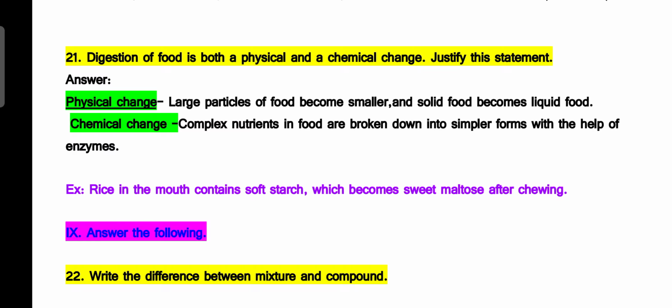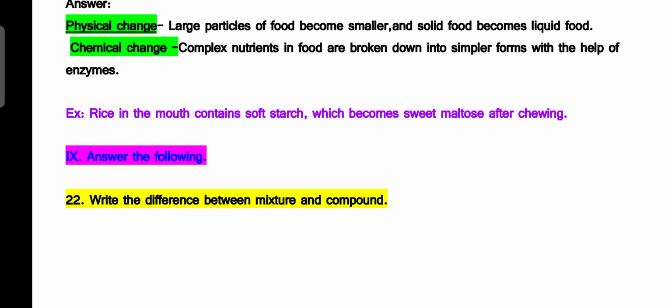Chemical change: when we mix the food in the mouth with saliva, which has enzymes, and also in our stomach and small intestine there are several enzymes which convert the complex nutrients in the food into simpler forms which can be absorbed into the blood easily. So this is a chemical change. Complex nutrients converted to simple products is a chemical change.